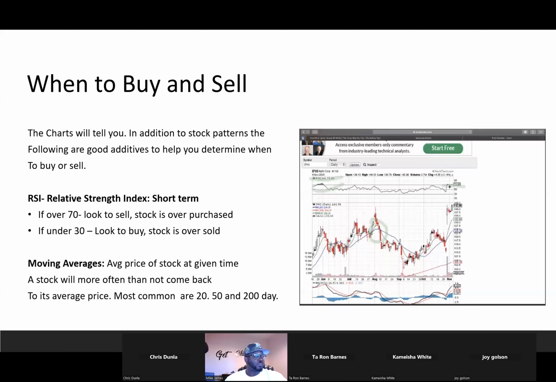And a cool place to go look at the RSI of a stock is stockcharts.com. It's free. You can just go look and type in your stock name, and it'll bring up the chart and show you the moving averages down here. And it'll also show you the RSI here at the top.